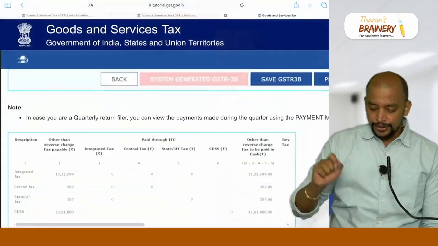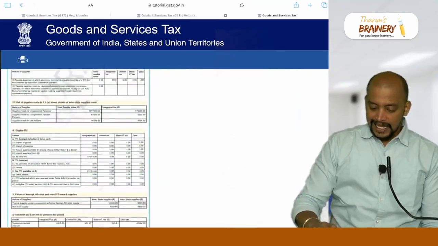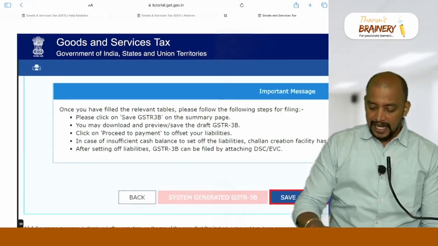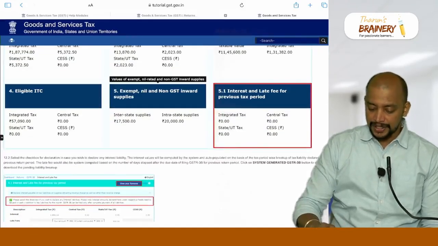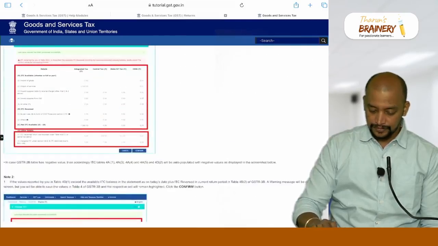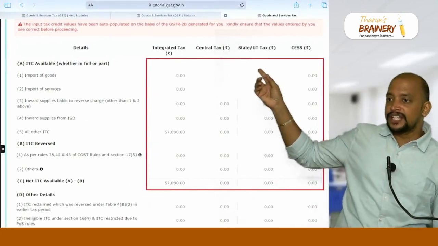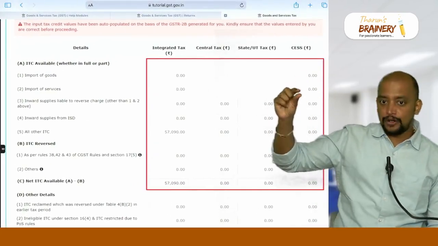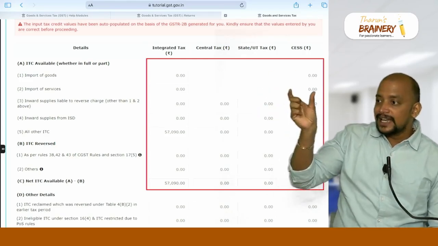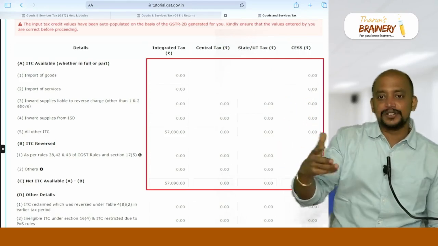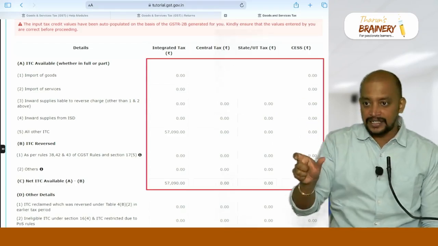So if you look into this input tax credit table 4, in that you can find IGST credit on imports. So that separately we need to mention. Can you see the first line? Table 4A, first one, 4A1. Import of goods. Integrated tax. Only IGST, because we don't have CGST, SGST on import. So that we need to mention separately.